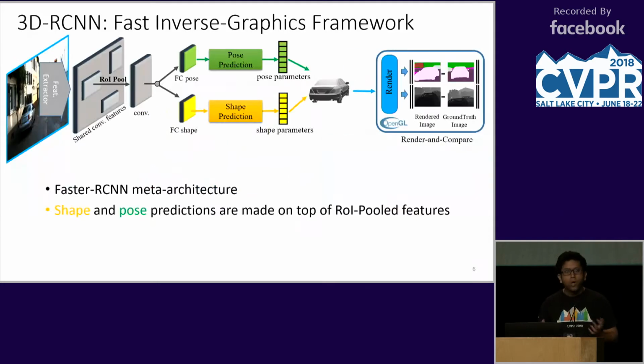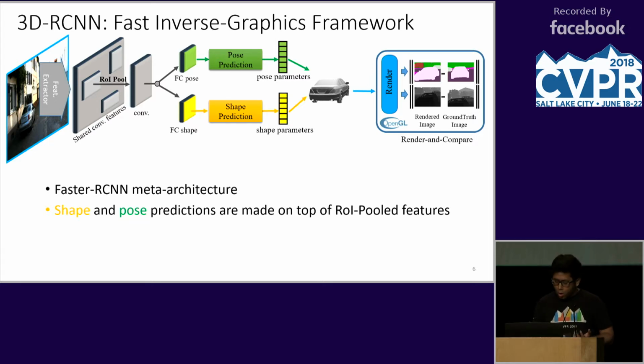So how do we get a 3D output from a 2D image? In this work, we will be presenting our network called 3D RCNN. The architecture is based on the Faster RCNN meta architecture. So given the image, we have a feature extractor. Then on top of each region proposal, we will be doing ROI pooling. And on top of these ROI pooled features, we will be estimating 3D shape and 3D pose, right?